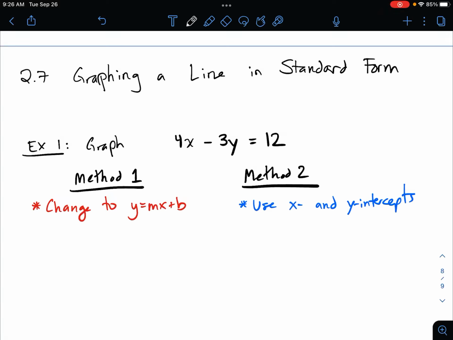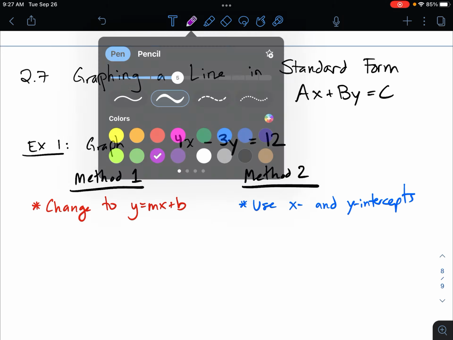In 2.7, it's very similar to 2.6, all right? But now we're graphing a line in standard form, as opposed to in 2.6, where we graphed a line in slope-intercept form. So remember that standard form is ax plus by equals c, where a, b, and c are all integers.